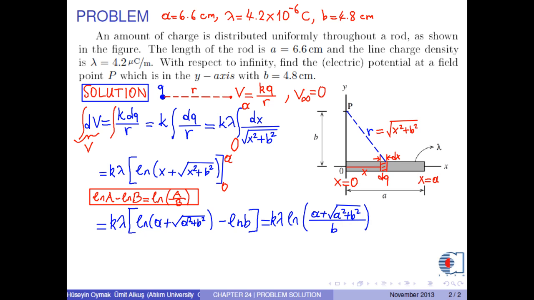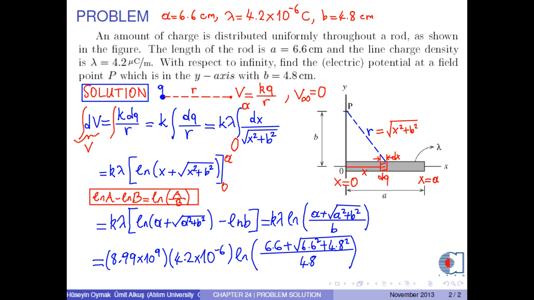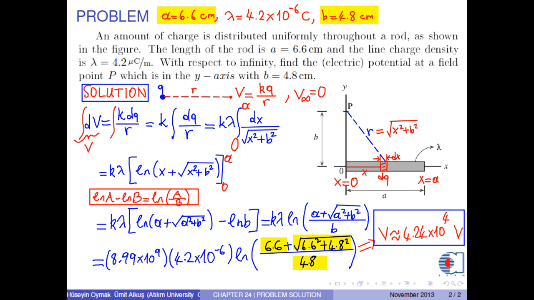With the numerical figures, as you see, although a and b are given in centimeters, we don't have to convert them into meters, because all the units in the calculation match and centimeters are gone. Anyway, with respect to infinity, we find the electric potential at the field point P as V equals approximately 4.24 times 10 to the 4 volts.